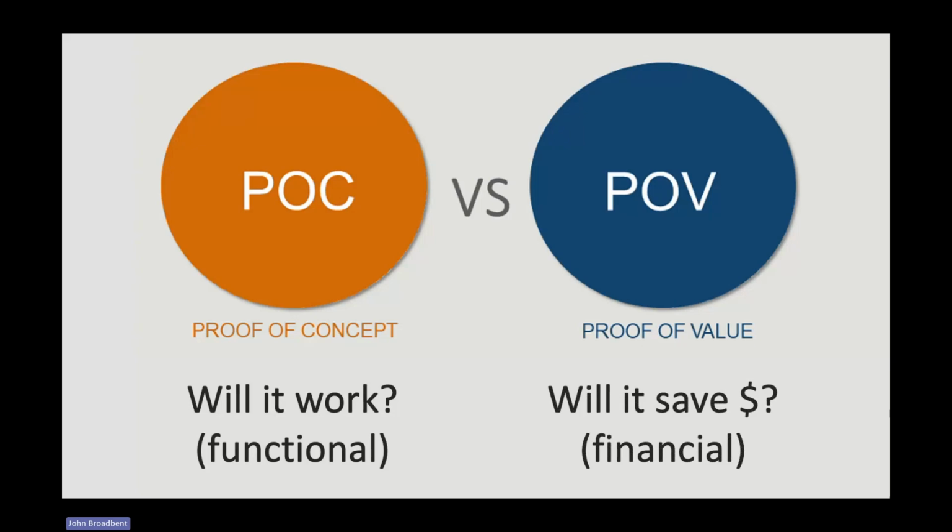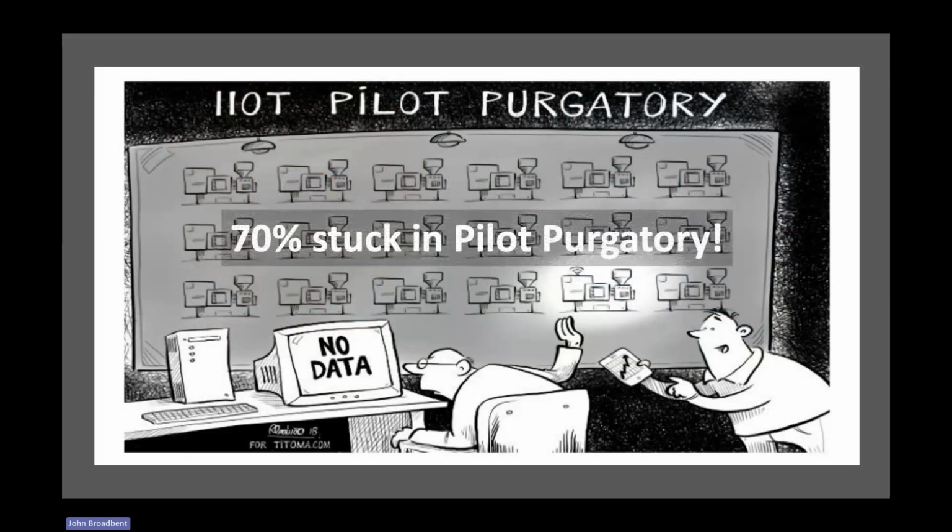And so it's more about now, will it save money? And if so, what's the financial impact of doing this? And in order to do that, we need to have executive sponsorship. If we start from the bottom with a proof of concept trial, and we've seen this over and over again, to the point that it's now got a term, and it's known as IIoT pilot purgatory.